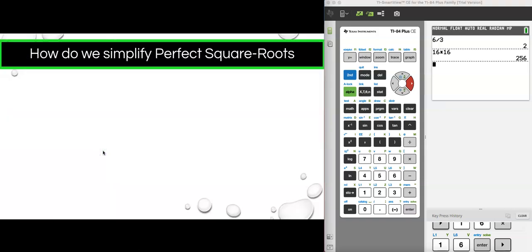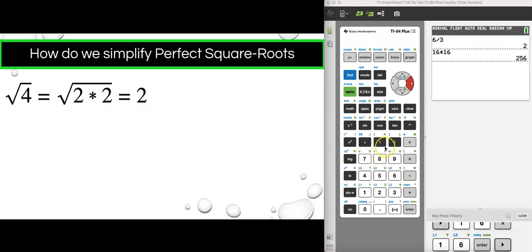Now that we've identified what perfect squares are, we want to figure out how we simplify square roots of perfect squares. We noted yesterday that this is a square root symbol, and the index number here is 2 because there's nothing written there. Because 4 is a perfect square, when I take the square root of 4, I can simplify it to the square root of 2 times 2, because 2 times 2 gives me 4. So the square root of 4 is just 2.